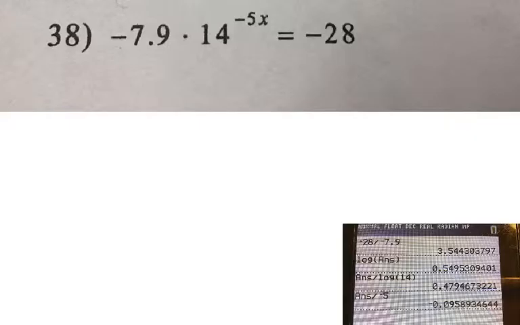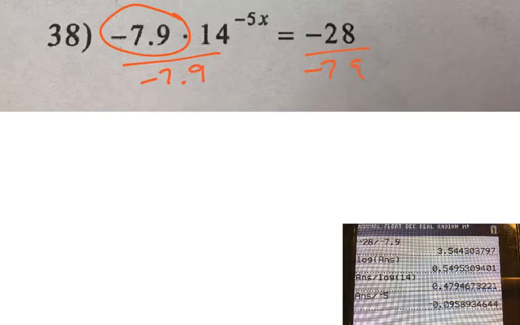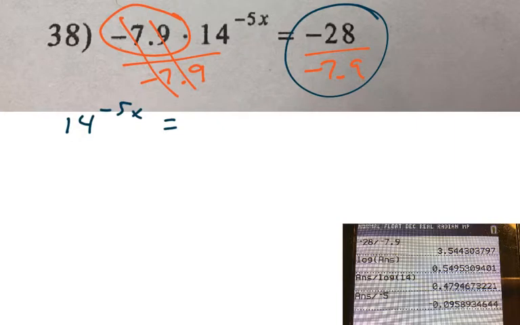I think I have one more set up here, guys. Yes, I do. This will be the last one. Notice this time, this is a times negative 7.9. So the first thing we're going to do here is divide both sides by negative 7.9. Now that's going to leave us with the 14 power by itself again. Remember, we want to get the power by itself so we can do a log on it. And this right here, I'll show you when I blow up the calculator screen, is 3.544 and some change.